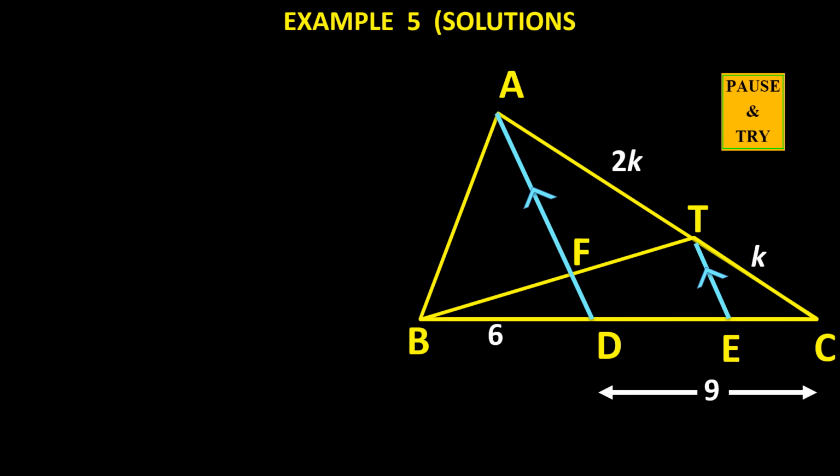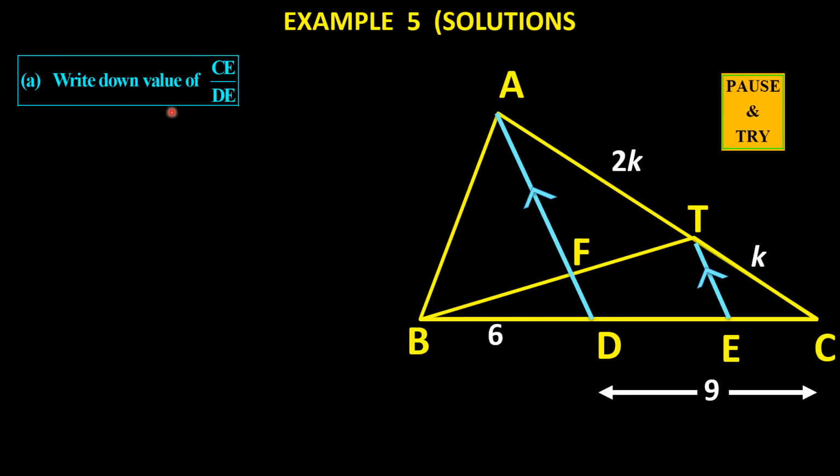Let's just look at the information that's given here. We've got AD parallel to TE, and then there's BD given as 6, and DC given as 9, and AT is to TC is 2 is to 1, so I write 2K is to K. And let's see what is the question we want to answer. If it says write down CE is to DE, that is the same as 1 is to 2. And there we can just write down the answer, 1 over 2.